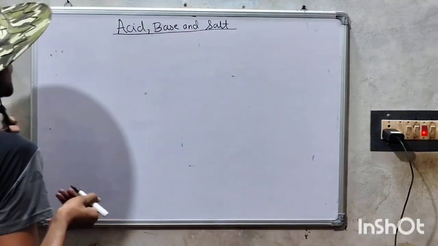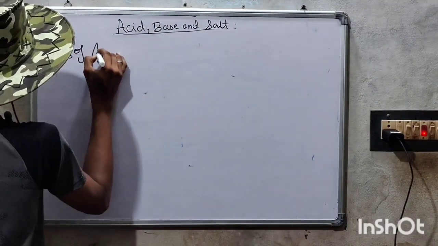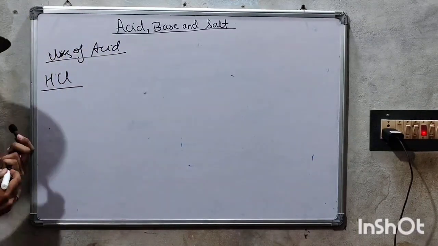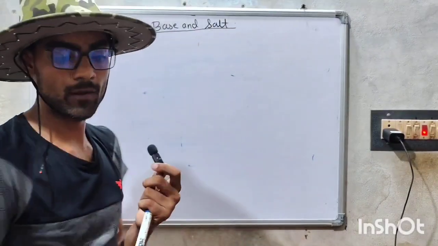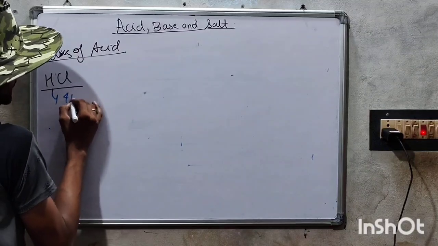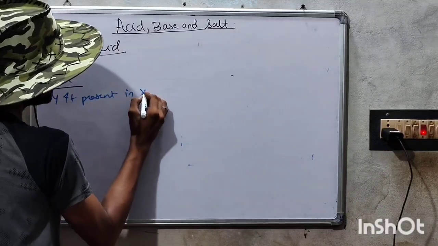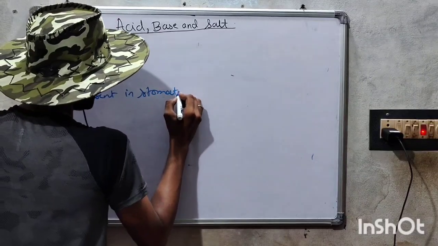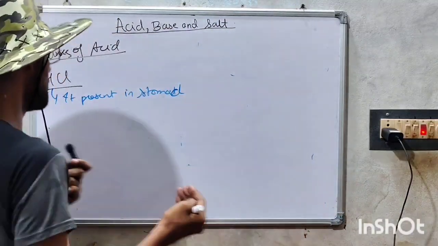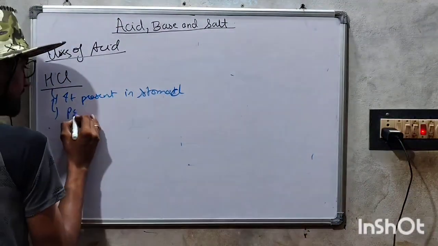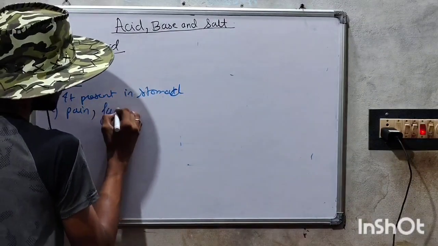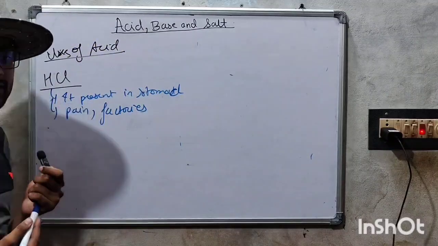Now we are discussing uses of acids. In the first one, we are discussing HCl, which is hydrochloric acid. It is present in the stomach, which produces the acidity in our body. It is used to make paint. It is also used in factories.